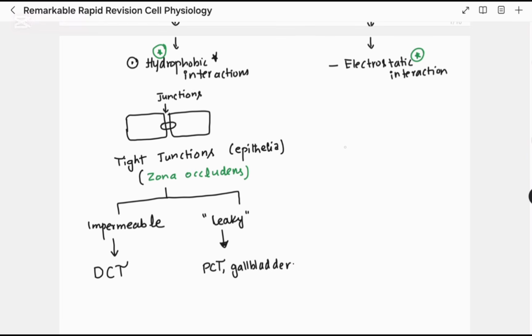One other example of such type of junctions is a gap junction. Gap junction is present between the cells where a lot of communication is required, so they permit communication.